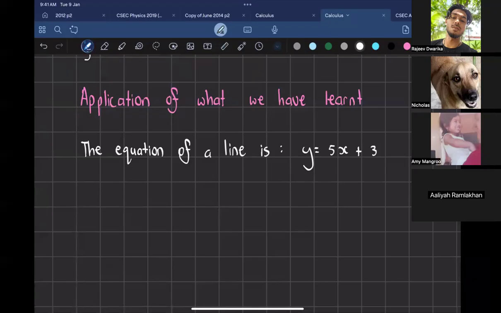Five. Okay, but now we know some new tricks. How can I find the gradient of this using odd maths? I would find the what? The derivative of it. Yes, first derivative. So the equation of a line is y is equal to 5x plus 3, which states the gradient.